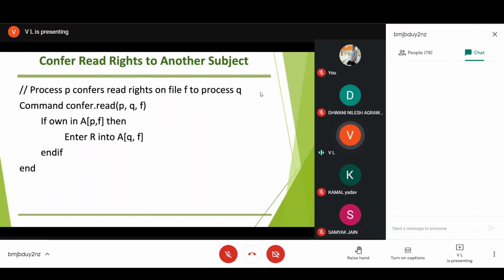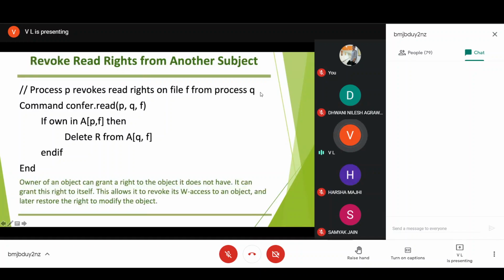Now, when a process confers read rights on file F to process Q, it means that for the entry in the access control matrix for the process Q and file F, we will enter R. R means read. If the process revokes the read right from the file, then this entry will be deleted.